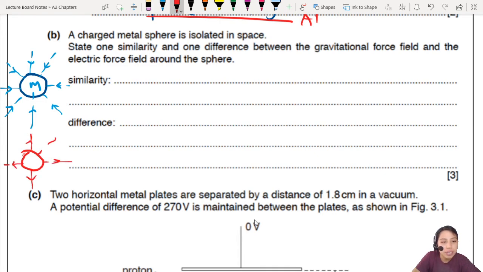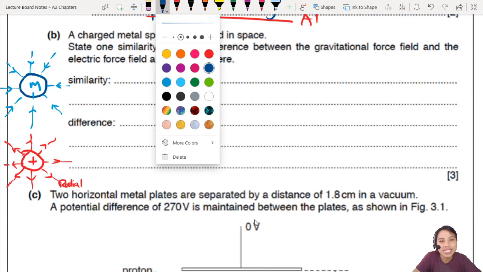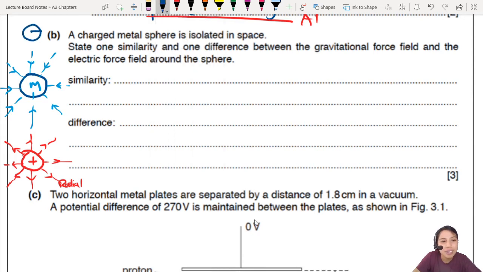But let's start off with the similarities first. If you look at both diagrams, I have a mass there, or maybe a positive charge. Look at the pattern of their fields. It is always what we call radial. Radial means like radius. How do you draw a radius of a circle? You just draw a circle like this, radius pointing out. So all is radiating out from the middle. So that's what we call a similarity between both.